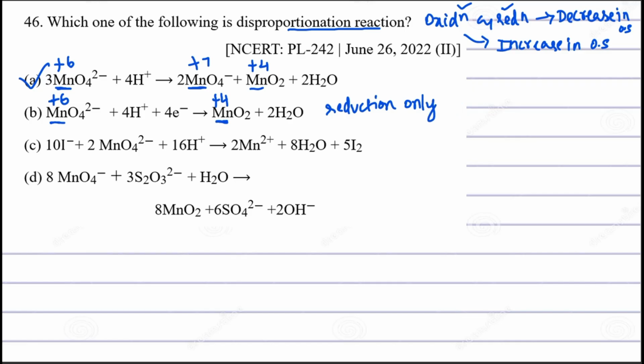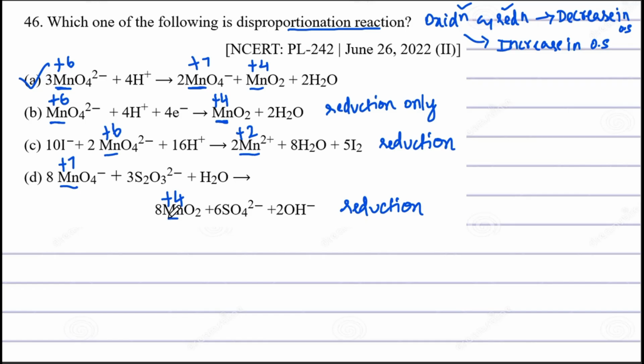So the next equation is the same MnO4-, the oxidation state is +6. Then it is converted to Mn2+. So from +6 to +2, again decrease in oxidation state. So reduction alone takes place. Then MnO4-, the oxidation state of manganese is +7. Now it is converted to MnO2, so the oxidation state of manganese is +4. So here also there is decrease in oxidation state. So there is only reduction. So in all the three equations, manganese undergoes reduction.